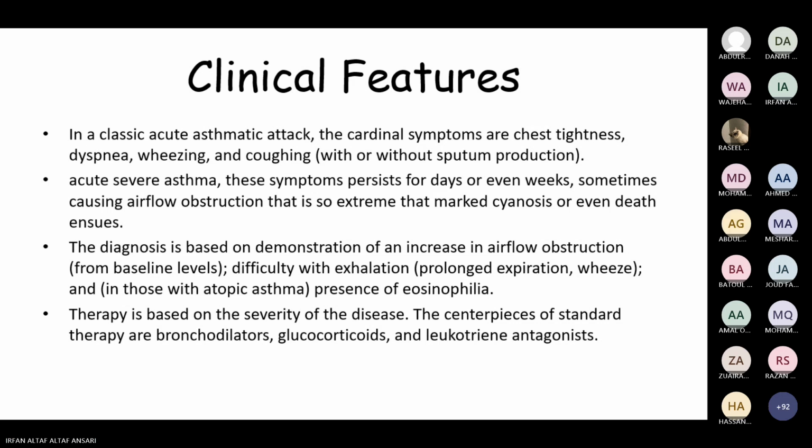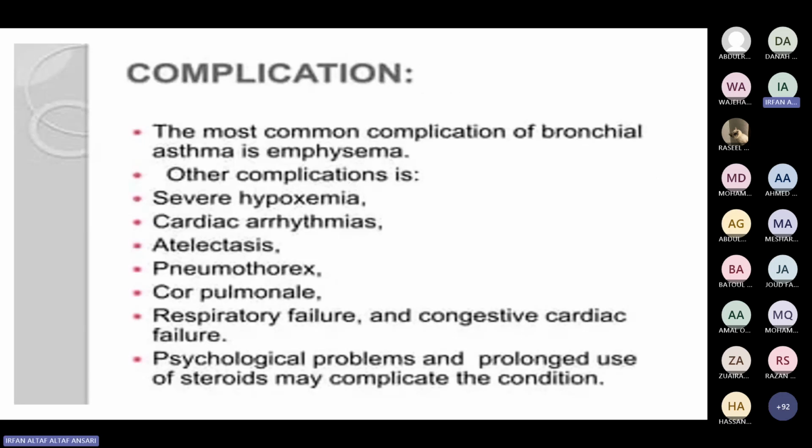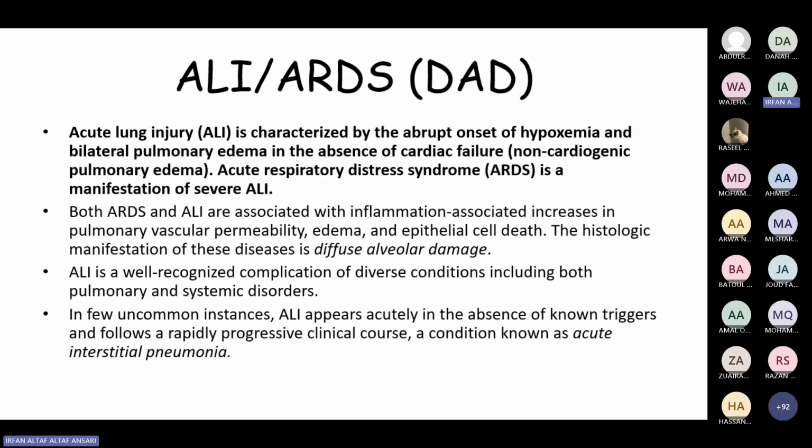Okay, doctor, clear. Okay. So now we go for the acute lung injury or ARDS or diffuse alveolar damage. It is characterized by abrupt, sudden onset of hypoxemia and bilateral pulmonary edema. Okay, there is bilateral pulmonary edema in the absence of cardiac failure. So this is one of the commonest causes of non-cardiogenic pulmonary edema. If a patient has cardiac failure, you cannot call it ARDS.